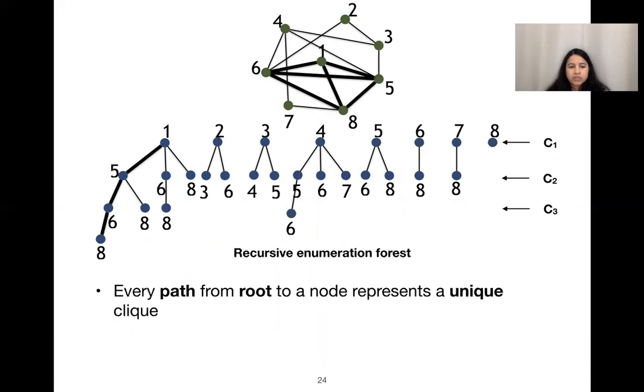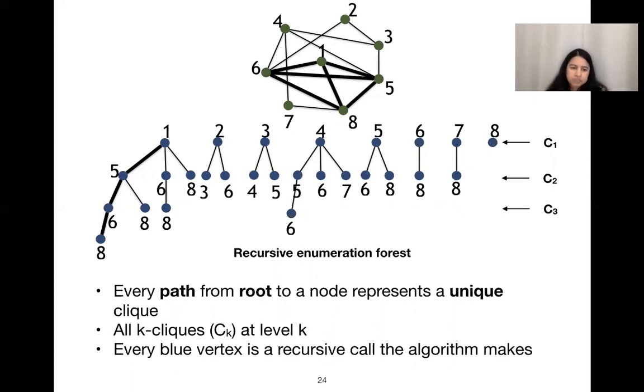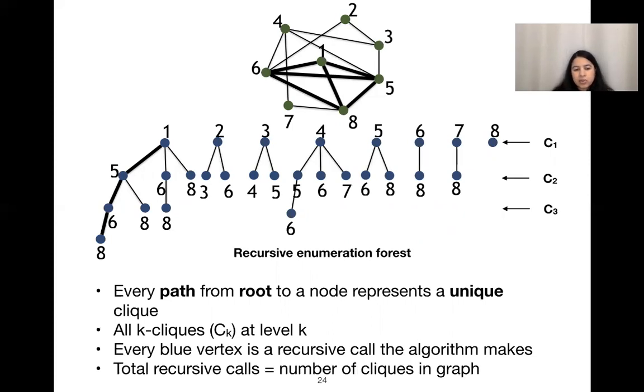Every path from root to a node represents a unique clique from the original graph. These blue nodes at level 1 correspond to cliques of size 1. At level 2, these correspond to cliques of size 2, and so on. Every blue vertex here is a recursive call that the algorithm makes, and so the total number of recursive calls is equal to the number of cliques in the graph.